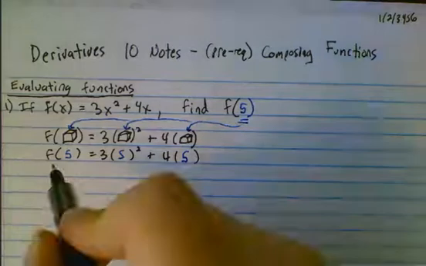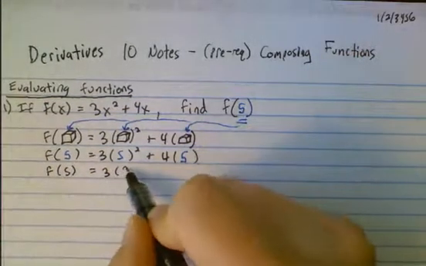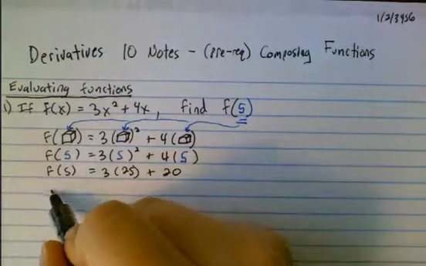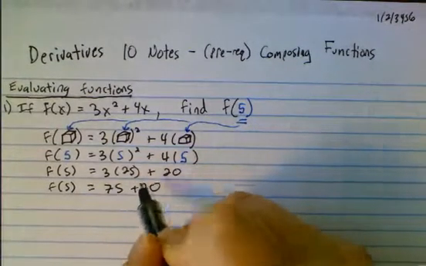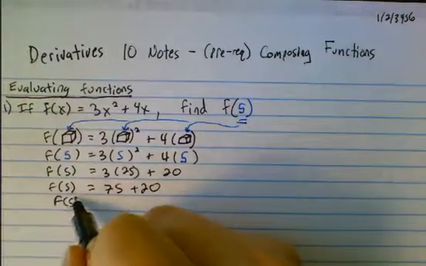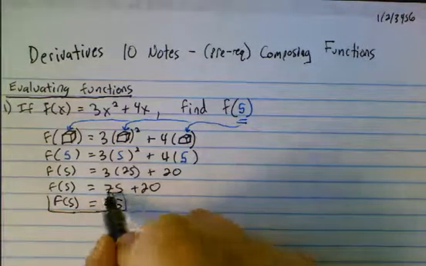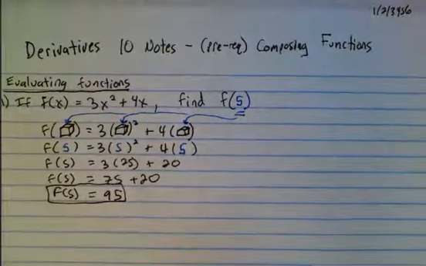Once I've done that, I just simplify like normal. F of 5 equals 3 times 25 plus 20. F of 5 equals 75 plus 20. F of 5 equals 95. Let's practice that with a second problem, then we'll go on to composition.